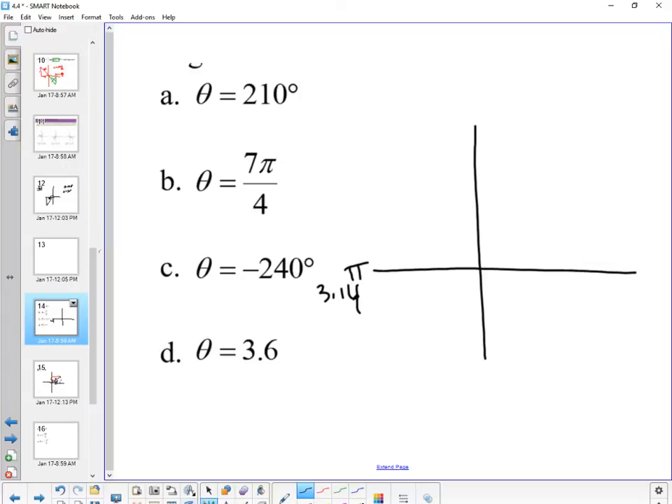So that means that this angle is over here somewhere, right? Yeah. So when I come back up and I want to find whatever that's supposed to be, I'm going to take 3.6 and subtract from that 3.14, which will give me 0.46 radians.